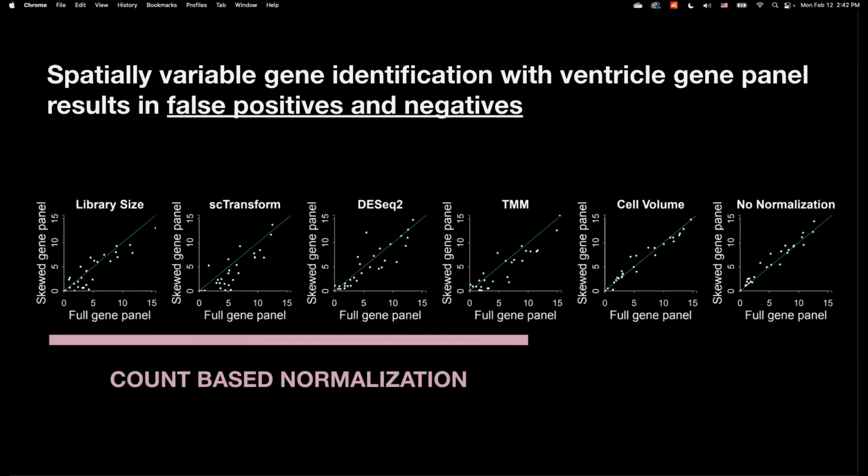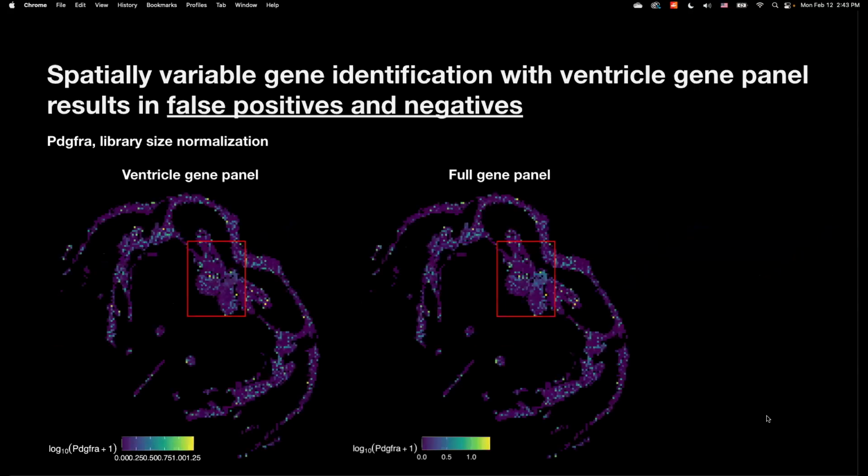When we look at spatially variable gene identification using nnSVG, we find that with count-based methods, there is an overall lower concordance of p-values when looking for spatially variable genes when we use the skewed ventricle gene panel compared to the full gene panel. This can result in false positives and negatives, primarily after count-based normalization methods. And we can see a specific example of this when we look at the library size normalized PDGFRA expression with the ventricle panel on the left compared to the full panel on the right.